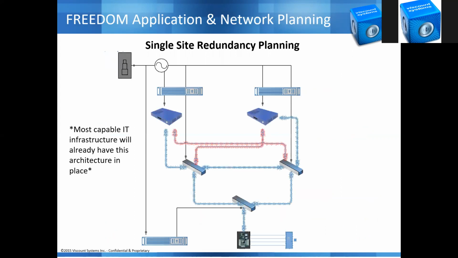In this topology, the Freedom system is using an existing network infrastructure for its communication. In this example, there are multiple points of redundancy in the case of a network component failure. The only non-redundant point is the switch to which the bridge is connected. Most IT infrastructures will already have this network in place to accommodate the Freedom system.